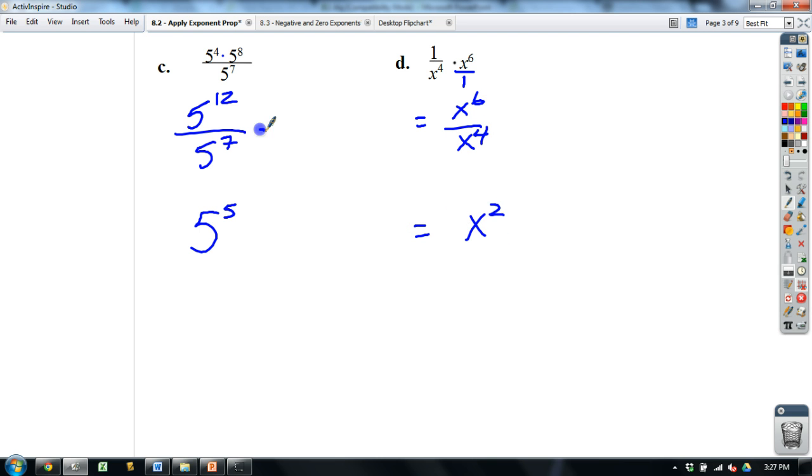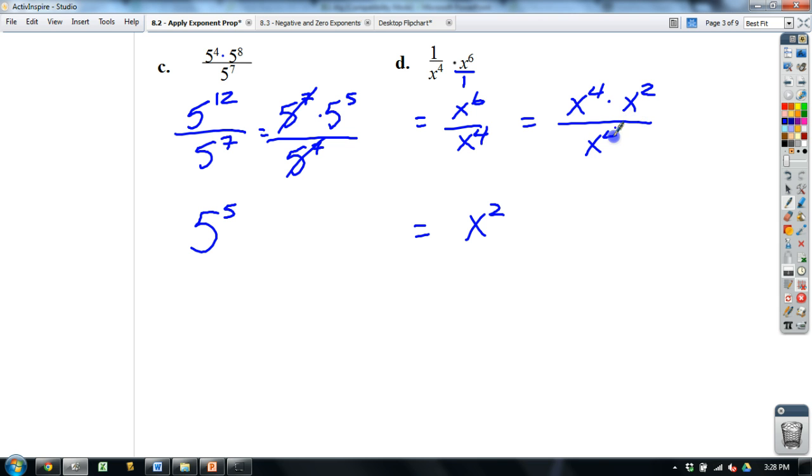Okay, and if you need to see it, 5 to the 12th would be the same as 5 to the 7th times 5 to the 5th over 5 to the 7th. Cancel these out. Okay, same thing here, x to the 6th would be x to the 4th times x squared over x to the 4th. These cancel out. Okay.